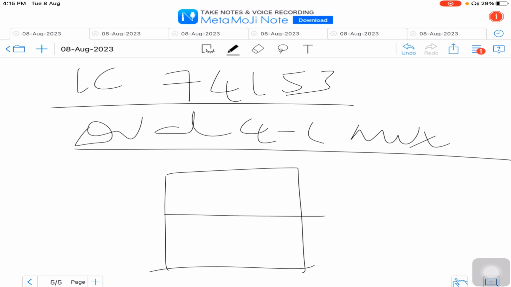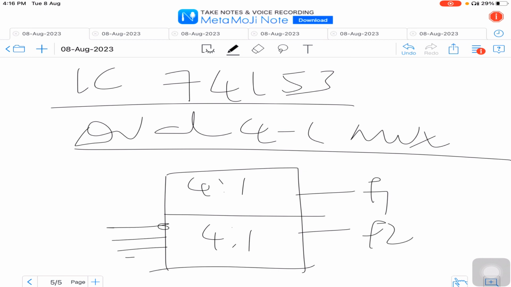What do you mean by dual 4 to 1 MUX? It has two 4 to 1 MUXes with the outputs F1 and F2. So what does it have? It has an enable, then 4 input lines.